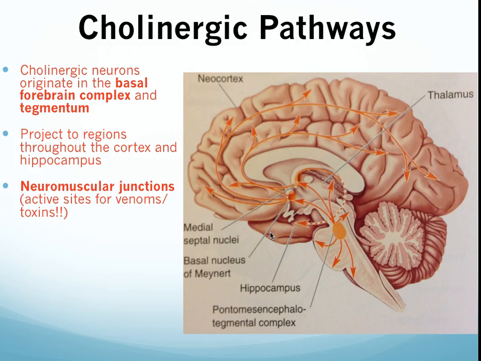They go lots of different places, so the cortex and the hippocampus, for example. One of the cool things about cholinergic pathways is that aside from the ones in the brain, acetylcholine is super important at neuromuscular junctions. And I think we talked about this a little bit before when we first introduced the neurotransmitter. These neuromuscular junctions where you have acetylcholine release are actually how a lot of these paralyzing venoms and toxins work. We're going to look at some examples of this when we do the pharmacology section, but this is just to introduce it a little bit now.